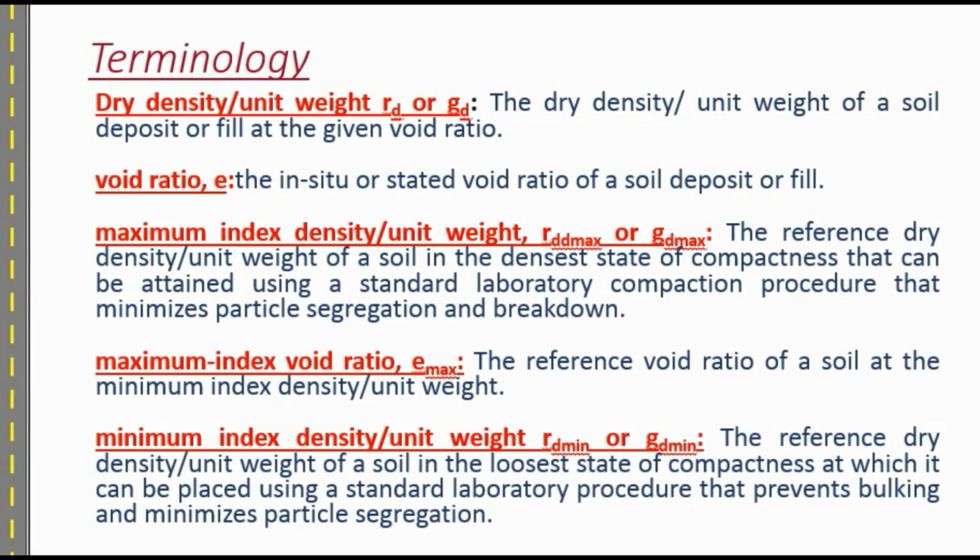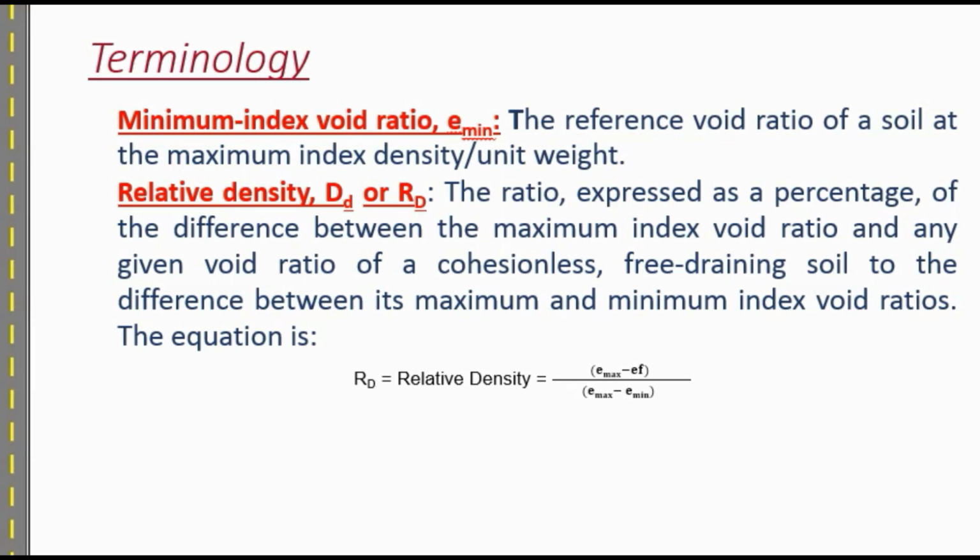Here are some terminologies used in this test. Dry density or unit weight: the dry density or unit weight of a soil deposit or fill at the given void ratio. Void ratio, denoted by e. Maximum index density, minimum index void ratio, e max and e min, and then minimum index density and unit weight. These are the definitions provided according to the ASTM. Same as minimum index void ratio, e min, or relative density.